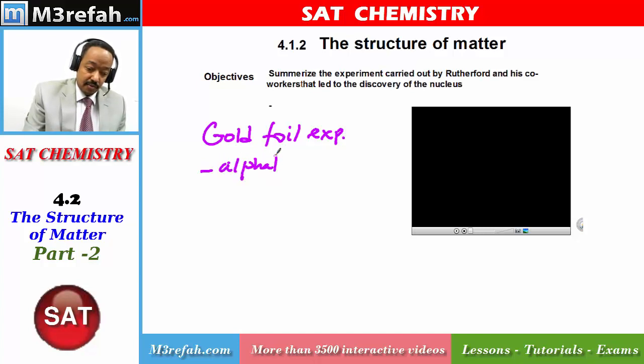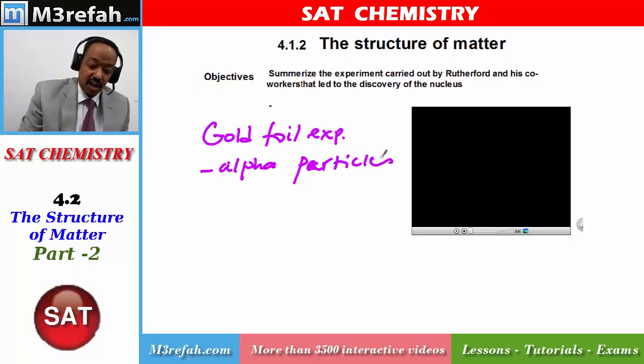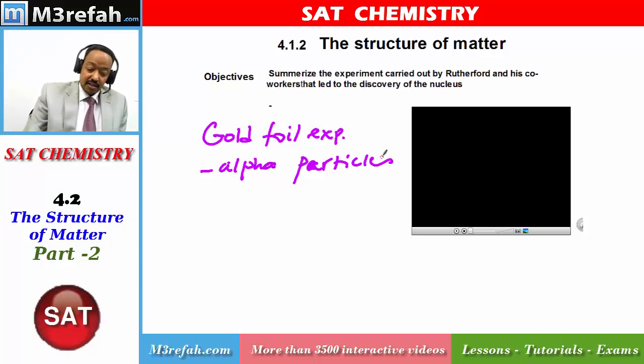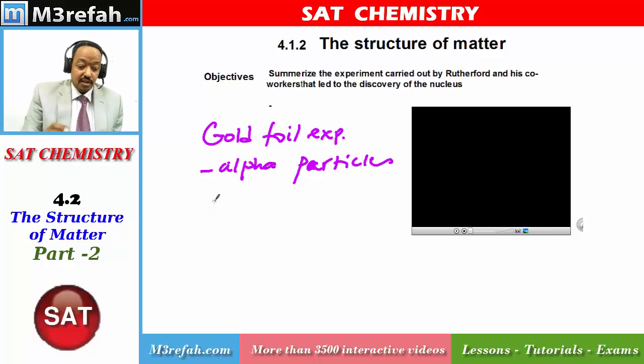As you know, alpha particle, it is 4 times heavier than hydrogen. So these streaming particles bombard the gold foil. In this gold foil experiment, Rutherford was very excited when he saw the experimental outcome.